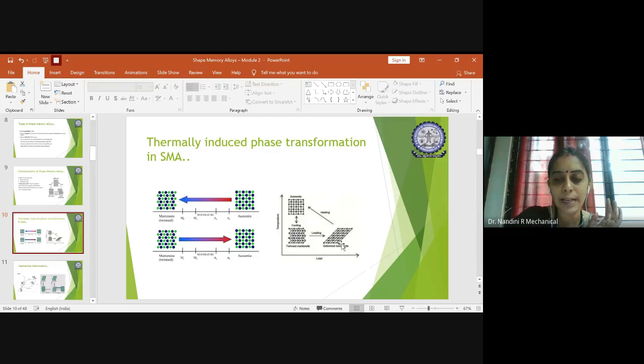So you will be having a martensite phase of a specific shape memory alloy. You subject it to mechanical loading, it gets deformed, and the deformed martensite will be heated to get the austenite phase. And the austenite phase, when it is cooled, comes back to its martensite phase, which was in a similar way before mechanical loading was subjected.